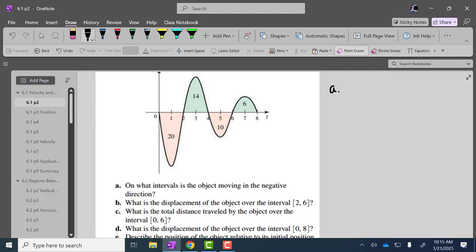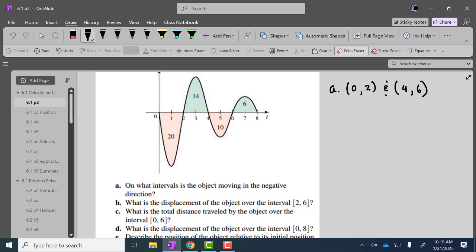So we actually want to use parentheses because a bracket includes the point. We don't want to include the point because actually right at t equals 0, 2, 4, 6, the velocity is 0, so it's not moving left or right. So we want to use open parentheses here. So our intervals where it's moving to the left are where the graph is below the x-axis, so we're going to go 0 to 2, and then the second interval is 4 to 6. Makes sense? So the object is moving to the left in those two intervals.